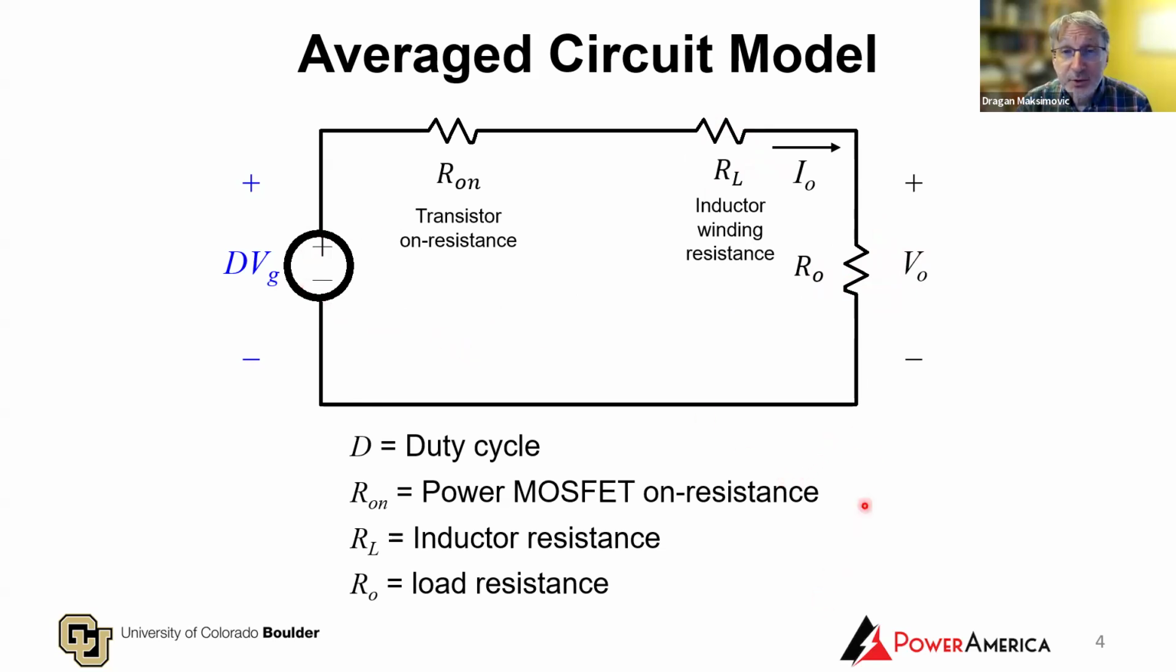Here is just a summary of what are the circuit elements included in the average circuit model, and those include a duty cycle of the switch. R-on is the power MOSFET on resistance, RL is the inductor resistance, and R0 is the load resistance. It's a model of the load.